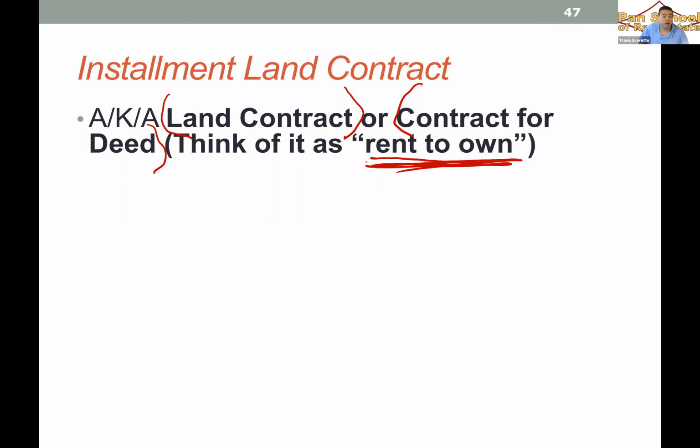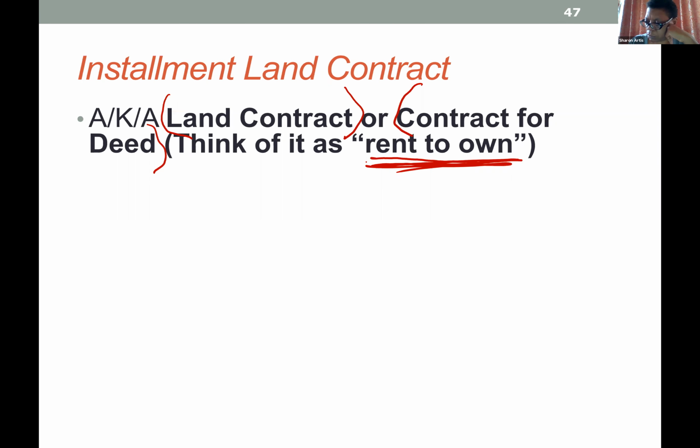Now, if you stop making payments, guess what they do? They kick you out. So basically everything you paid was forfeited up to that point. Does that make sense? Okay. If you make all the payments though, they will transfer ownership over to you. That is called an installment land contract. Does that make sense for everybody?